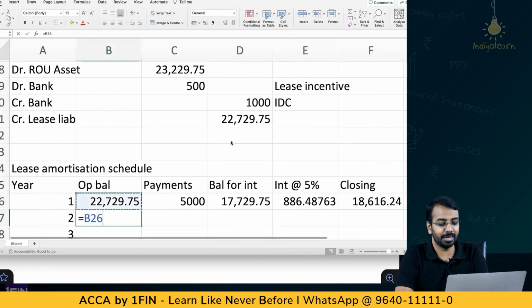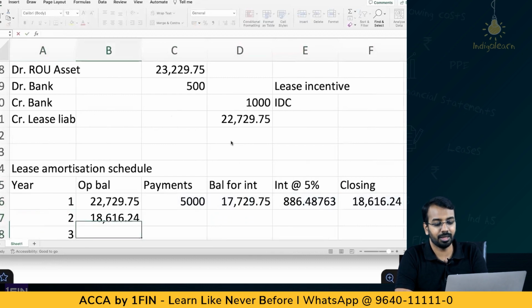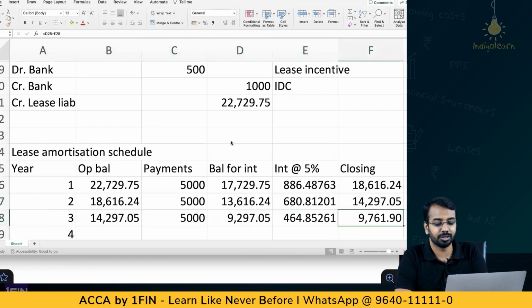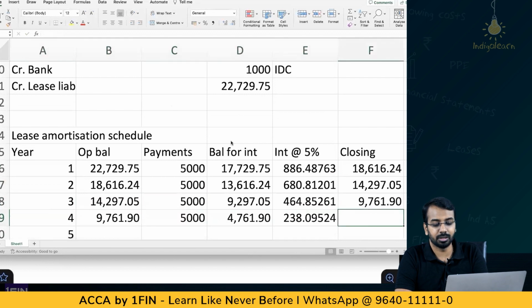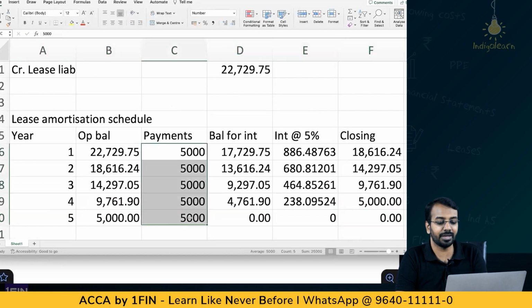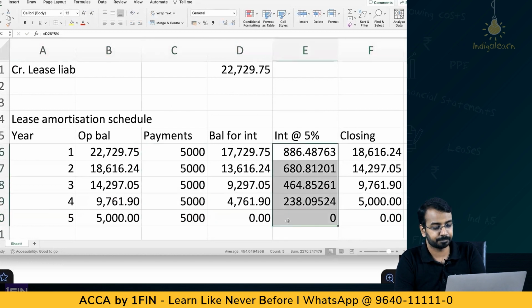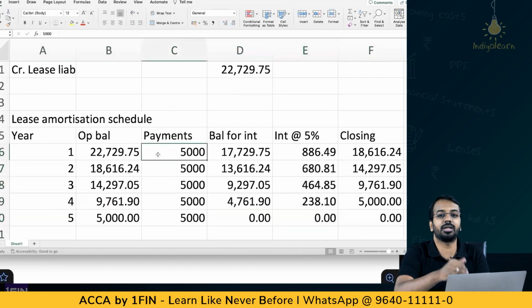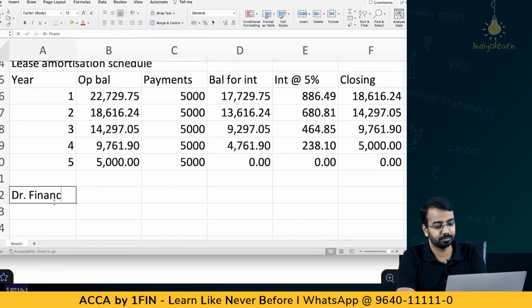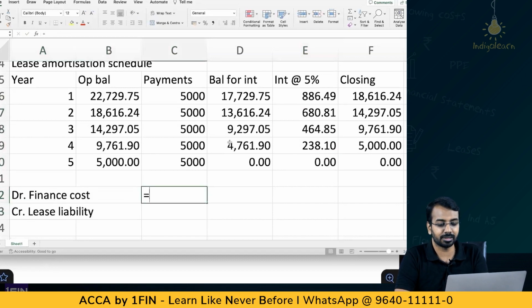Then opening balance 18,626. Payment, interest, closing balance. So like this, you prepare the schedule for the remaining 5 years. You will get the values. So what happens is every year you pay 5,000. Out of that, the first 5,000 payment does not include any interest. The second 5,000 payment includes interest of 886. So every year you will debit finance cost, credit lease liability. So finance cost 886 in the first year. This is what you will record.